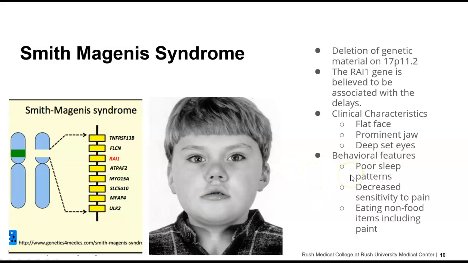They also have poor sleep patterns, similar to Angelman's, but actually not quite similar, but they don't sleep well. They have a decreased sensitivity to pain, and so they pull out their nails and do things like that, and they eat non-food items, including paint, which is kind of a big deal. So kids with Prader-Willi eat food items, and kids with Smith-Magenis eat non-food items.